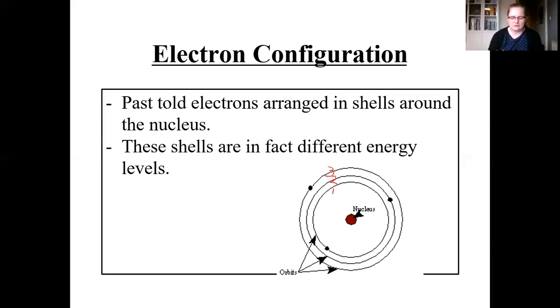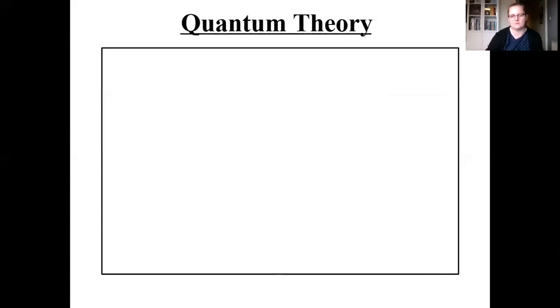These are energy levels. We do still have subshells. So we have energy levels, and on each energy level we have subshells and orbitals. That's the first thing: these original shells are now actually energy levels, and so they each have a different energy. So we have to have a little look at quantum theory.